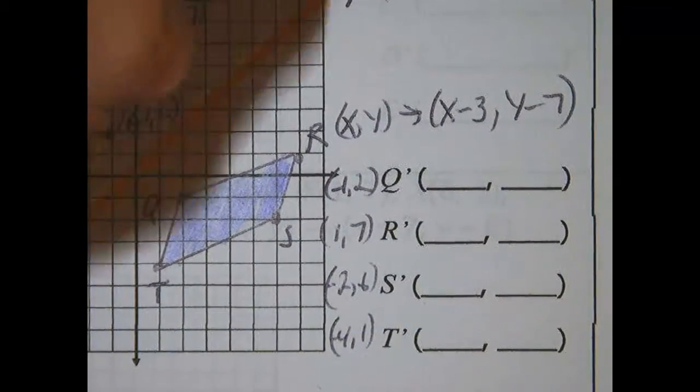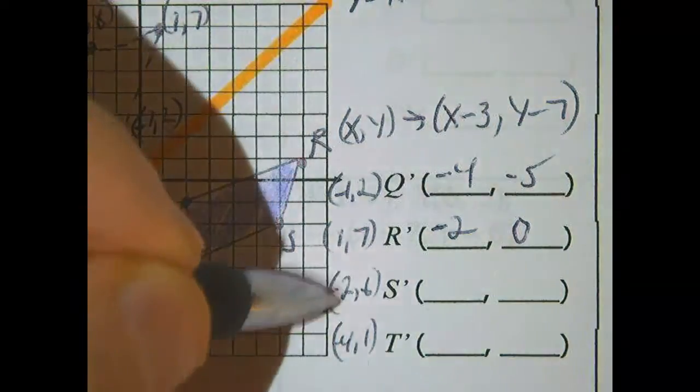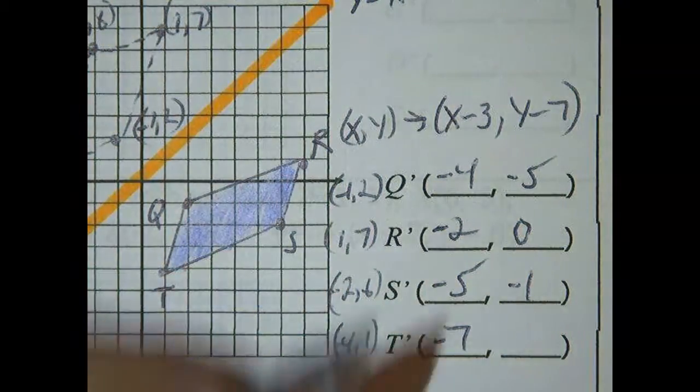So what do we get? We get negative 1 minus 3, that's negative 4. 2 minus 7 is negative 5. 1 minus 3 is negative 2. 7 minus 7, that's 0. Negative 2 minus 3 is negative 5. And 6 minus 7 is negative 1. And negative 4 minus 3, that's negative 7. And 1 minus 7 is negative 6.